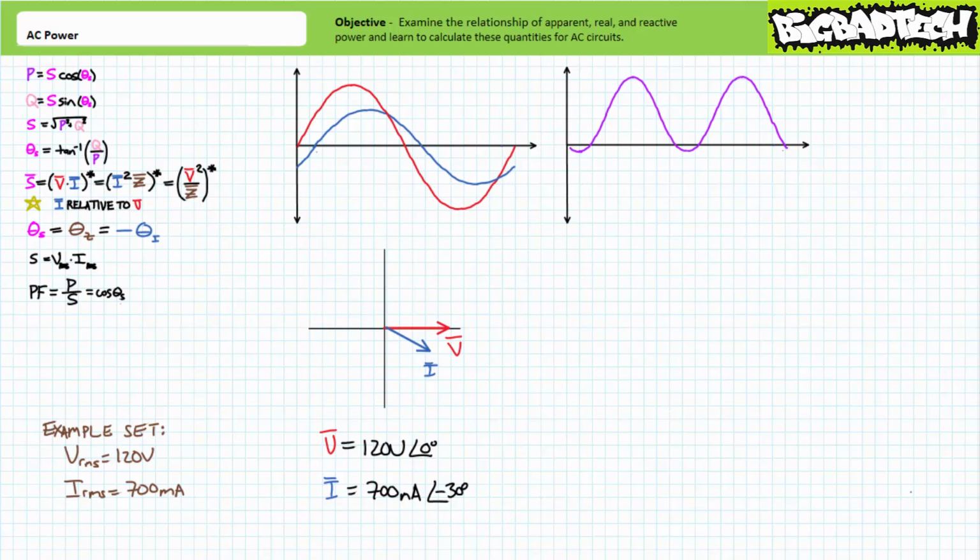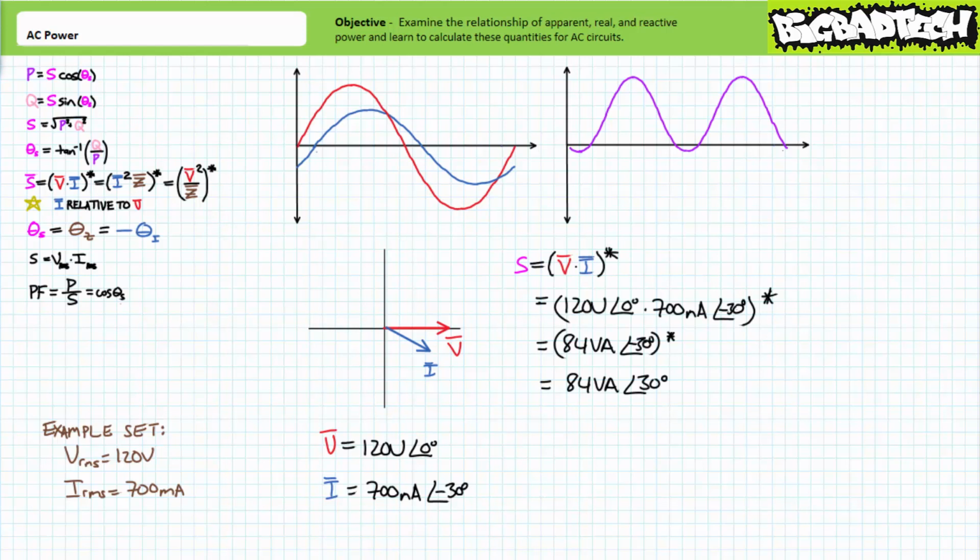Additionally, since this is a slightly inductive scenario in which current lags voltage, we should expect our reactive power to have a positive value. Let's use the new school methods making use of complex numbers to see if this is the case. Apparent power is the complex conjugate of the voltage times the current.